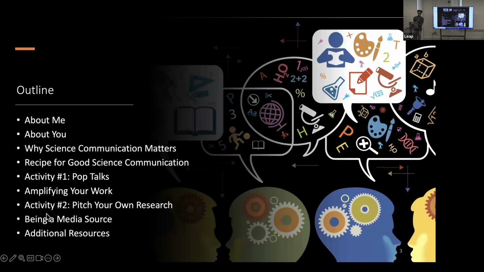There we go. So I'm going to briefly talk a little bit about myself. Then I'm going to talk a little bit about why science is important, why science communication matters, what the recipe for good science communication is. We're going to do one activity called Pop Talks, which you'll see in a little bit. We're talking about amplifying your work. Then we're going to talk about pitching your own research if you want to communicate it more broadly to a general audience. We're going to talk about being a media source. And then also I'll share with you some resources to help you guys out if you want to do more science communication work in the future.